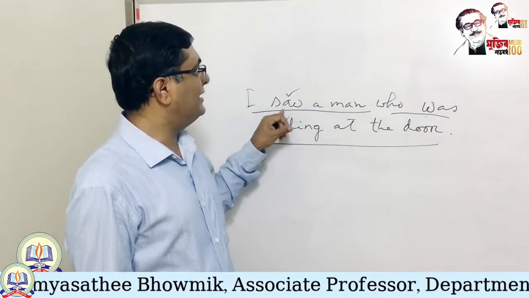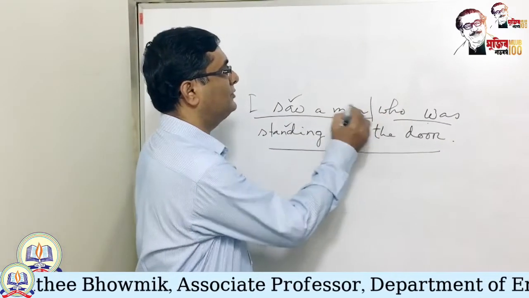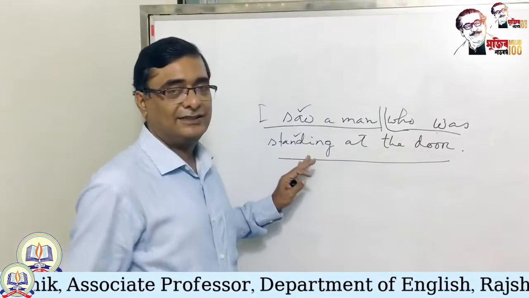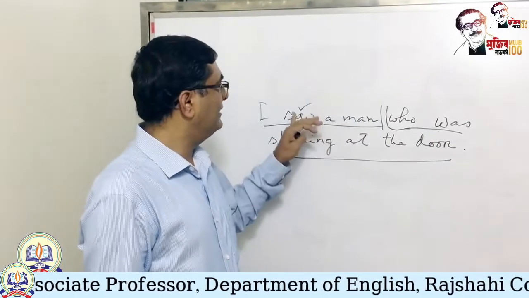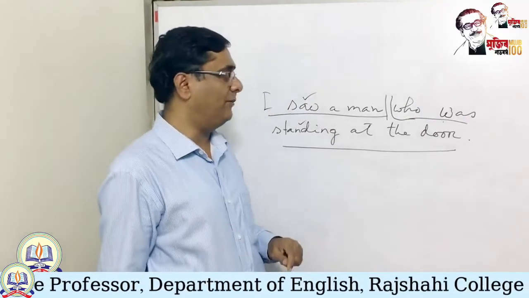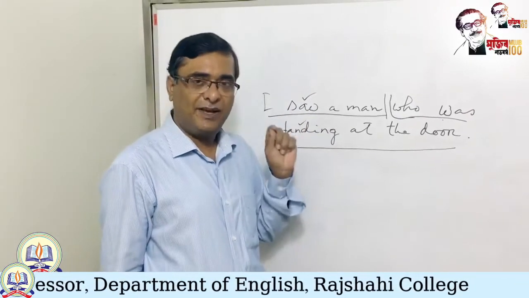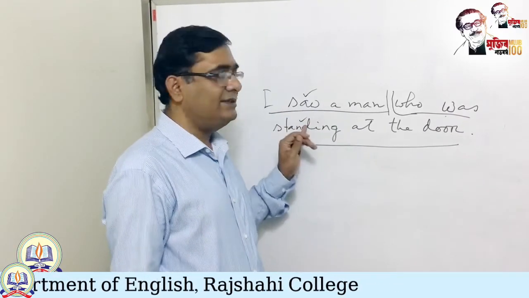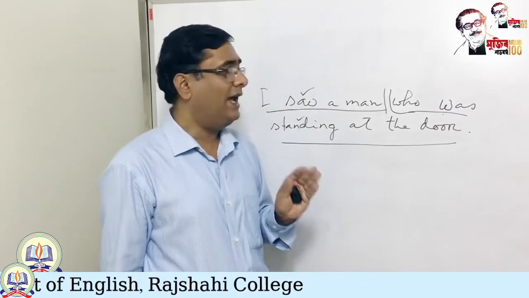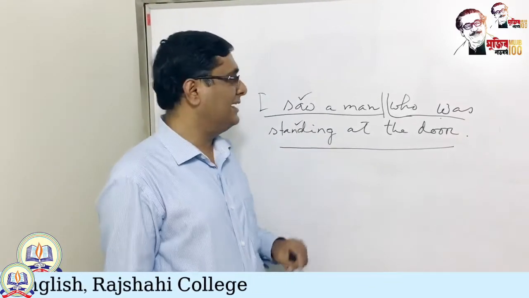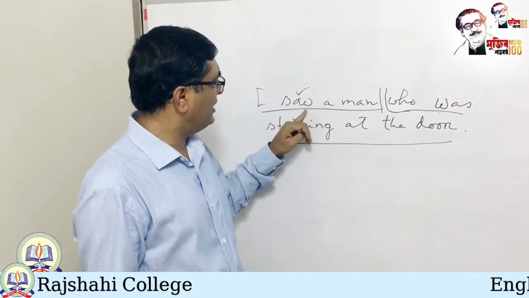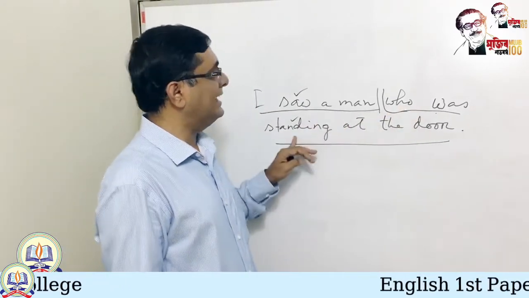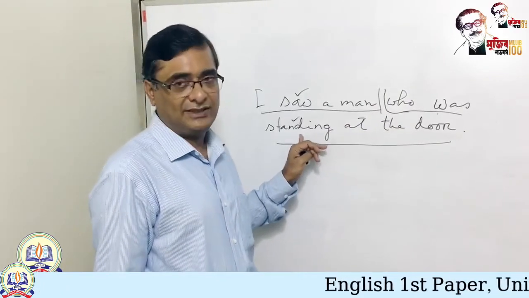Now, I saw a man, this one is also a clause, and this one is another clause. Now over here was standing, this verb is also finite verb, and this verb saw is also finite verb. Now in a clause there must be a finite verb. A finite verb, I again repeat, is a verb that changes with the change of subject and with the change of tense. Now if I change the sentence, I see a man who is standing at the door, I can change the tense.